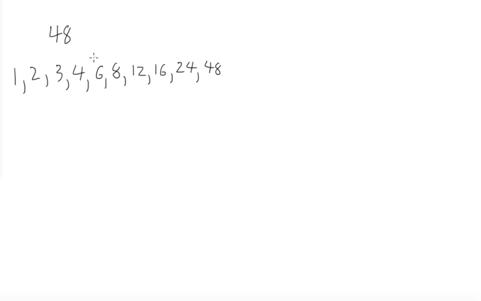All these numbers are the factors of 48. 1 times 48 equals 48. 2 times 24 equals 48. 3 times 16 equals 48. 4 times 12 equals 48. And 6 times 8 equals 48.